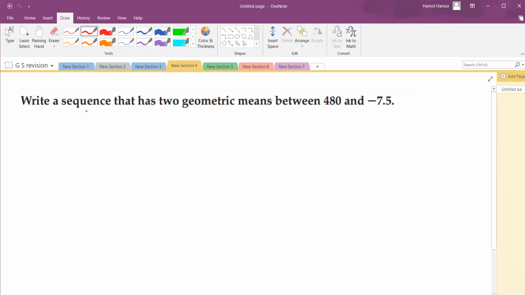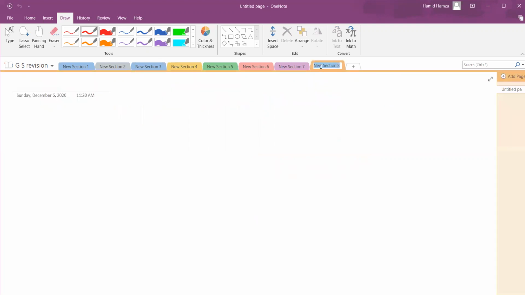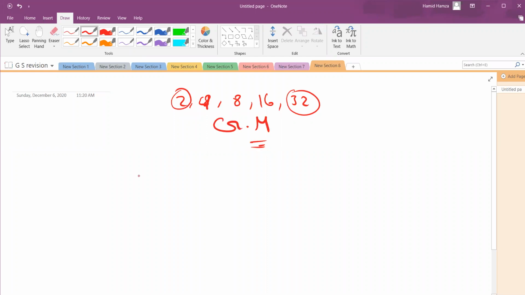So also we have geometric means, like we have arithmetic mean. If I have 2, 4, 8, 16, 32, and so on, this is a geometric sequence. So the terms between any two terms are named as geometric means.